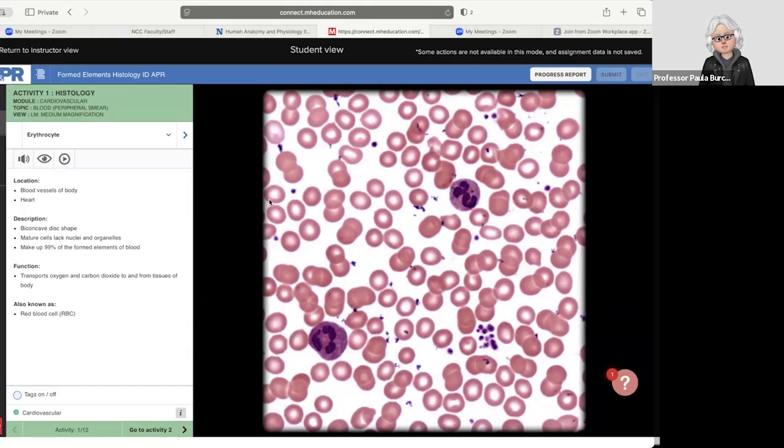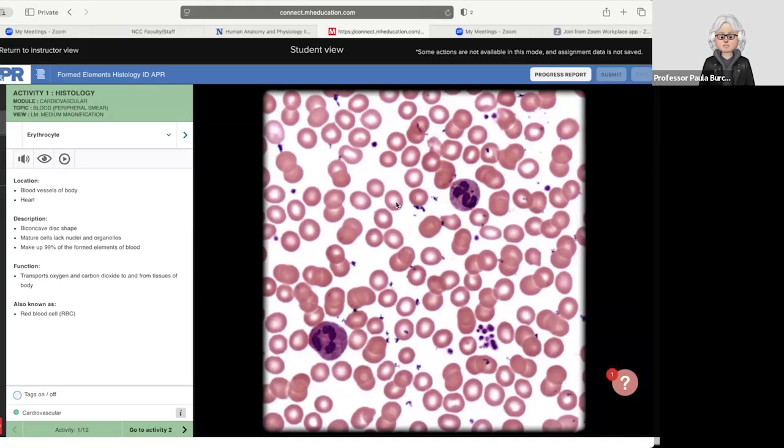A disc is a circular structure like a flat ball. Biconcave, bi means two. It means that it caves in on both sides of that flat, round structure. And where it caves in, it is lighter in color. So you see that it looks white there in the center.